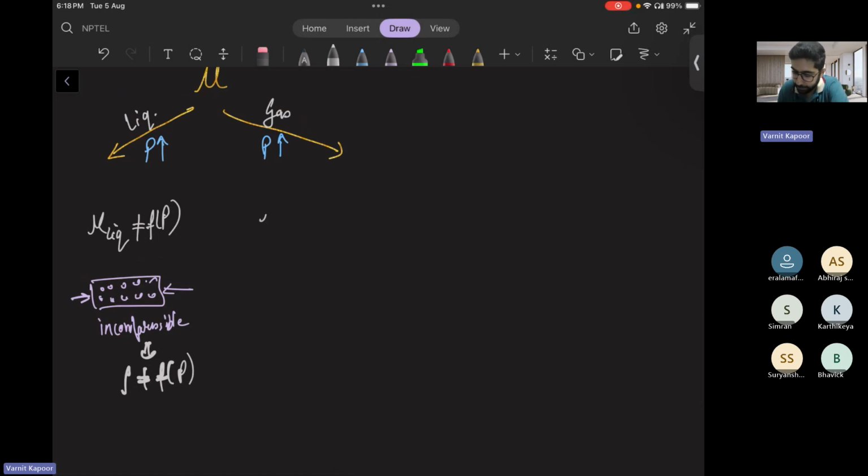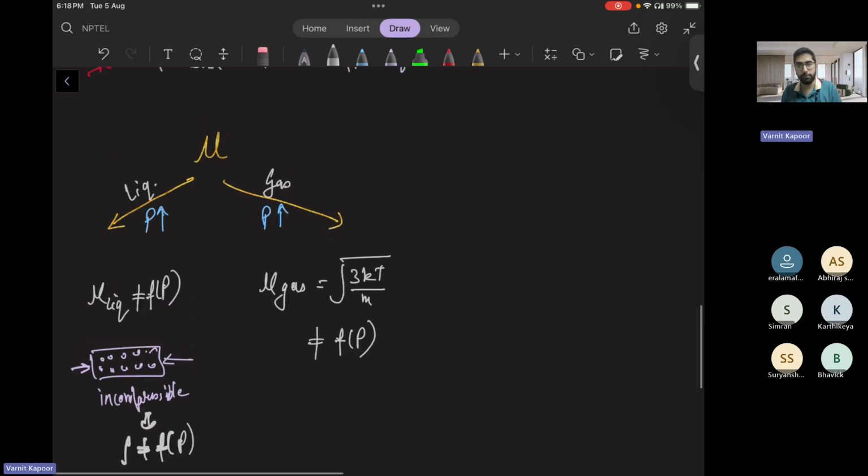So mu of gas is directly proportional to the square root of T. There is no expression of pressure here. We have seen from the kinetic theory of gases expression, the expression was square root of 3kT by m. So there is no pressure here, so it is not a function of pressure. So dynamic viscosity for both liquids as well as gas is independent of pressure. There is no dependence on the pressure.